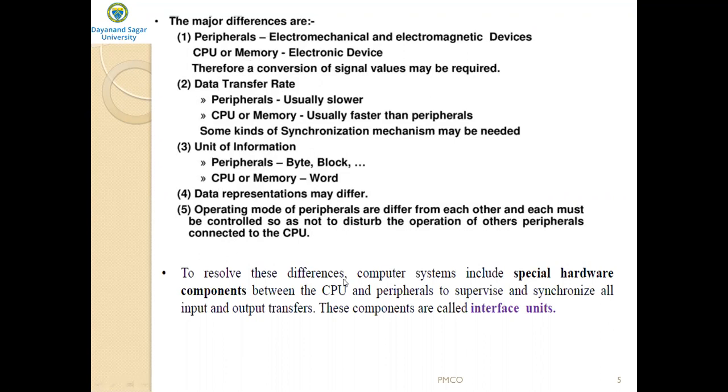So to resolve these differences, computer systems include special hardware components between the CPU and the peripherals to supervise and synchronize all the input and output transfers. And these components are called the interface unit. So the I/O devices cannot directly communicate with the CPU because of these issues. So we need special hardware components between the CPU and the peripherals to supervise and synchronize all the input and output transfers. These components are called interface units, or input output modules.